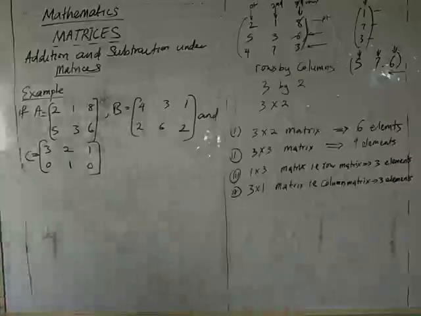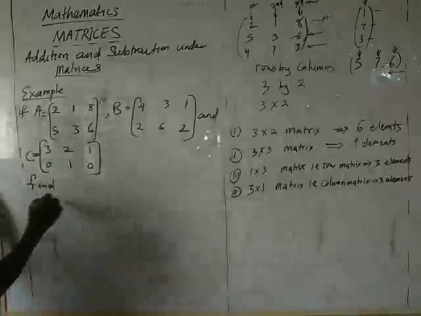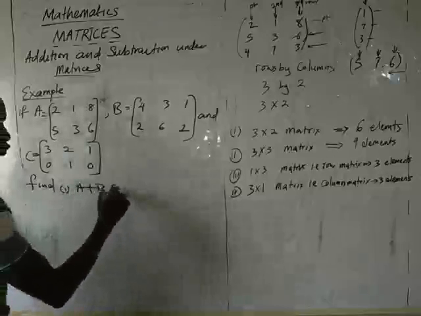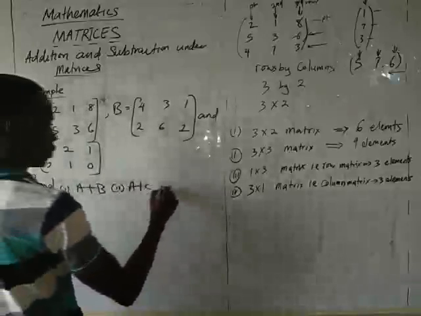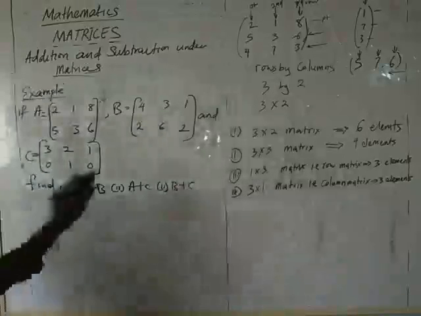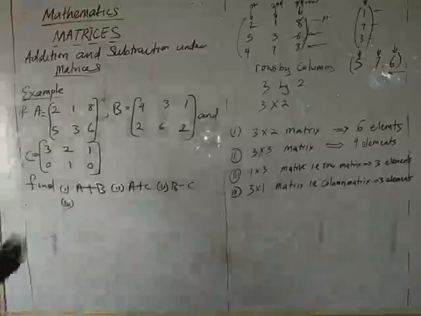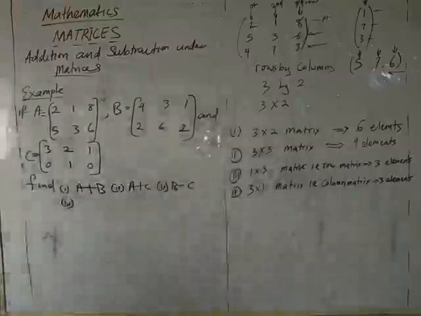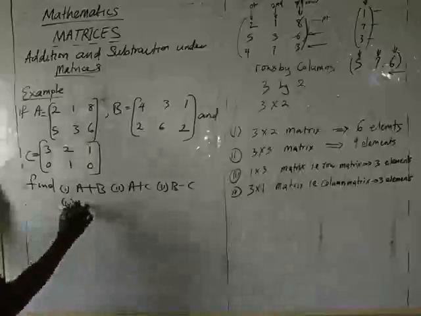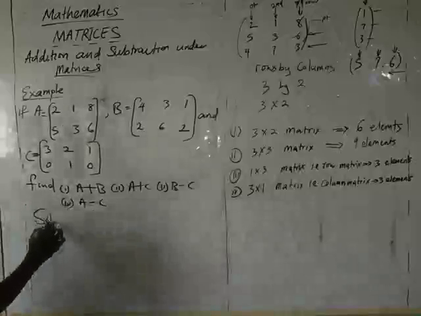All right. From this now, let's see what we can do. If we are told to find the addition, let's find 1, A plus B. 2, let's find A plus C. 3, B minus C, to save our time. With these, we should be able to understand how we do the addition of matrices. And also, let's take another subtraction, A minus C likewise.